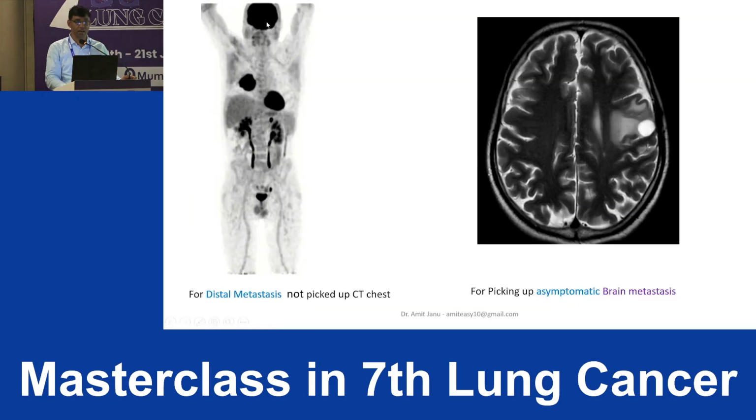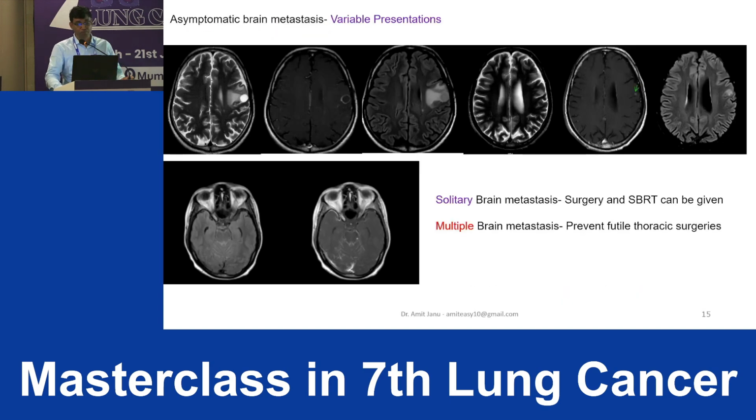The brain has high FDG uptake, and that's why sometimes these lesions can be missed, because they could be very, very small in size and have subtle leptomeningeal enhancement which can be missed on the CECT. So MRI brain with contrast is used for staging these lesions, even for asymptomatic brain metastasis. So these could be the variable presentations that we can come across.